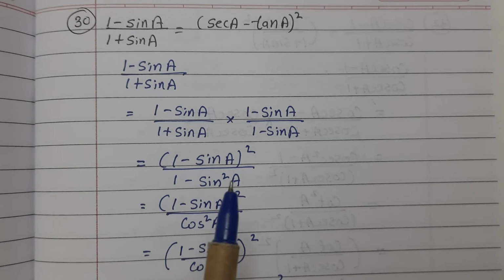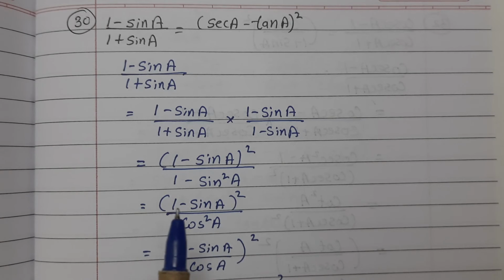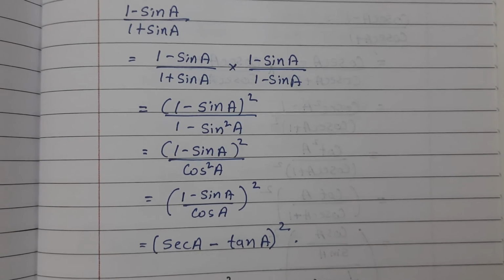1 minus sin square A is cos square A, equal to 1 minus sin A the whole square upon cos square A, equal to 1 minus sin A upon cos A the whole square. 1 upon cos is sec A, minus sin A upon cos A is tan A, equal to sec A minus tan A the whole square, equal to right hand side.